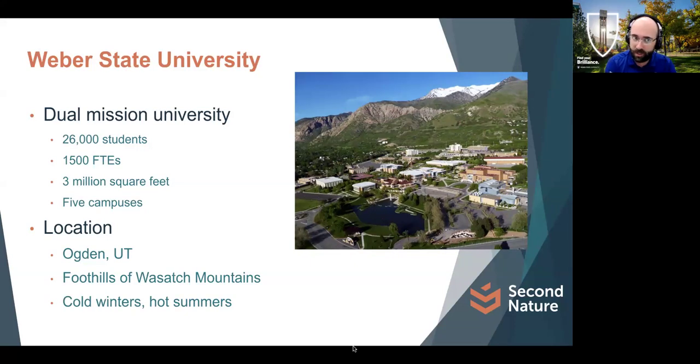We are a cooling-dominated campus. However, we design our systems for 0 degrees Fahrenheit. So we might get up to 105 degrees and we might get down to 0. And that's kind of what we design for. We can go to the next slide now.